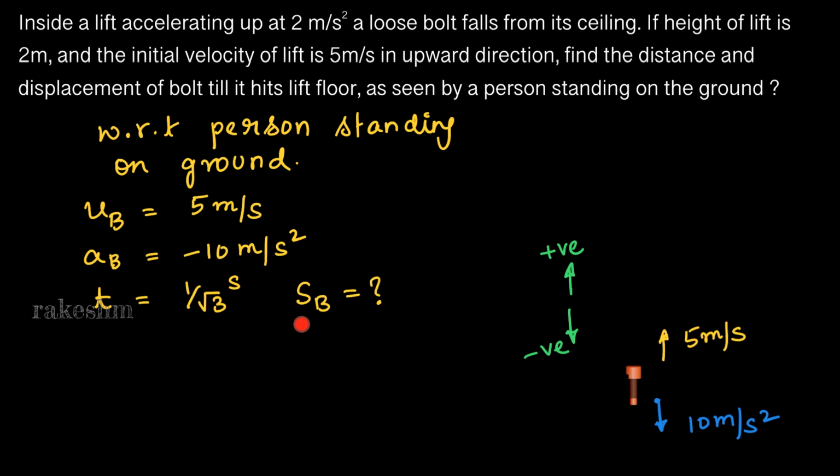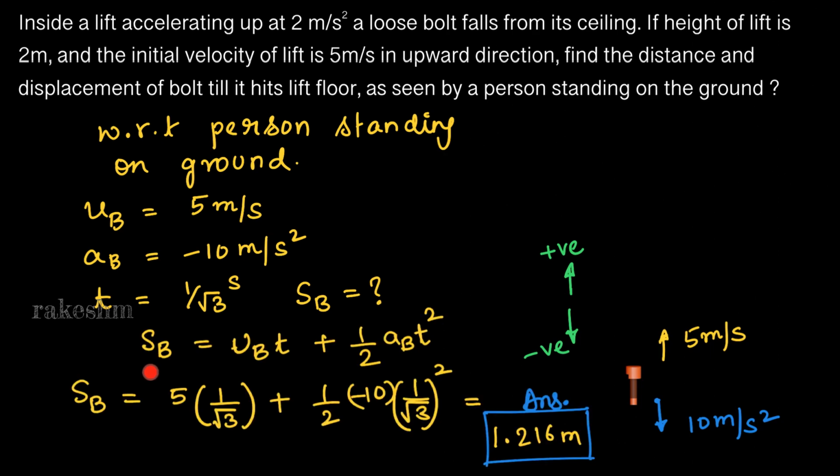We need to find the displacement of the bolt. So we use the formula S equals ut plus half at square. We substitute the value of u as 5, time as 1 by root 3, acceleration as minus 10, which we have got from here, and time as 1 by root 3. Calculating this, we get the answer as 1.216 meters. So the displacement of this bolt as seen by a person on the ground is 1.216 meters.